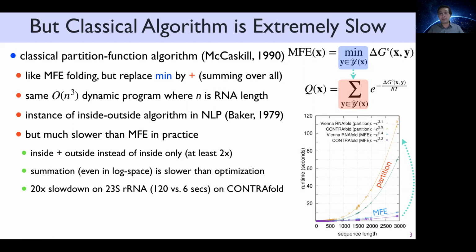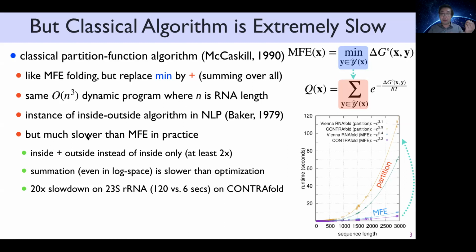The classical algorithm from 30 years ago, the McCaskill algorithm, is very much like MFE folding, like the Zuker algorithm. But you simply replace the minimum in MFE by the plus, which you sum over. So that's the only difference between the two algorithms. Well, there's another difference: now you need both inside and outside, instead of a single inside. Anyhow, it's the same cubic time dynamic programming algorithm, O(n^3), where n is the sequence length.